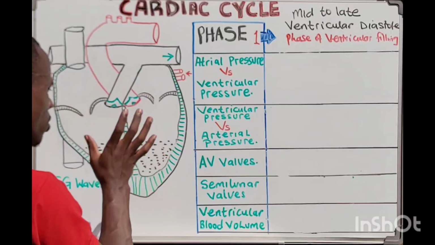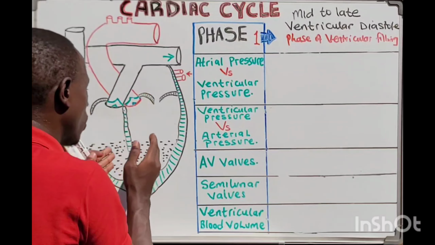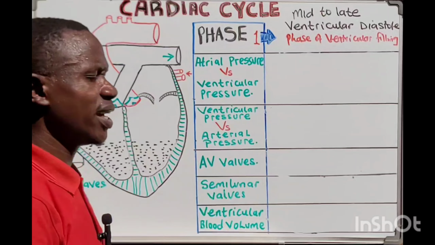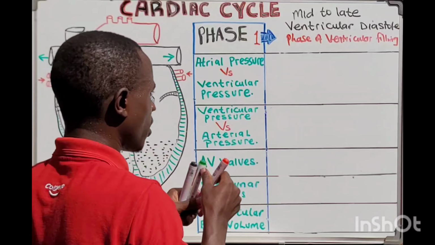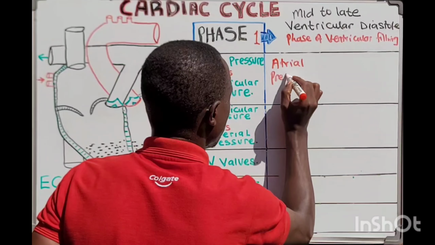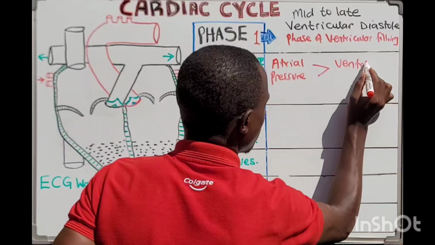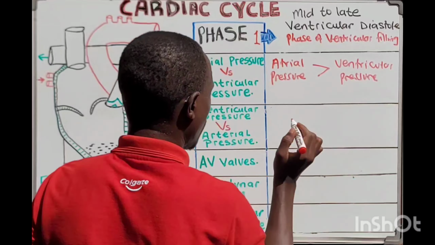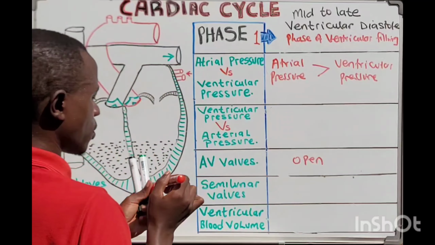Now, something which is so beautiful is that the ventricular pressure at this time is still going to be less as compared to the arterial pressure. Okay, so let's put that in writing. We have said that the arterial pressure is going to be greater than the ventricular pressure. And because of that, our AV valves are going to be opening. Okay, we shall see our AV valves opening.